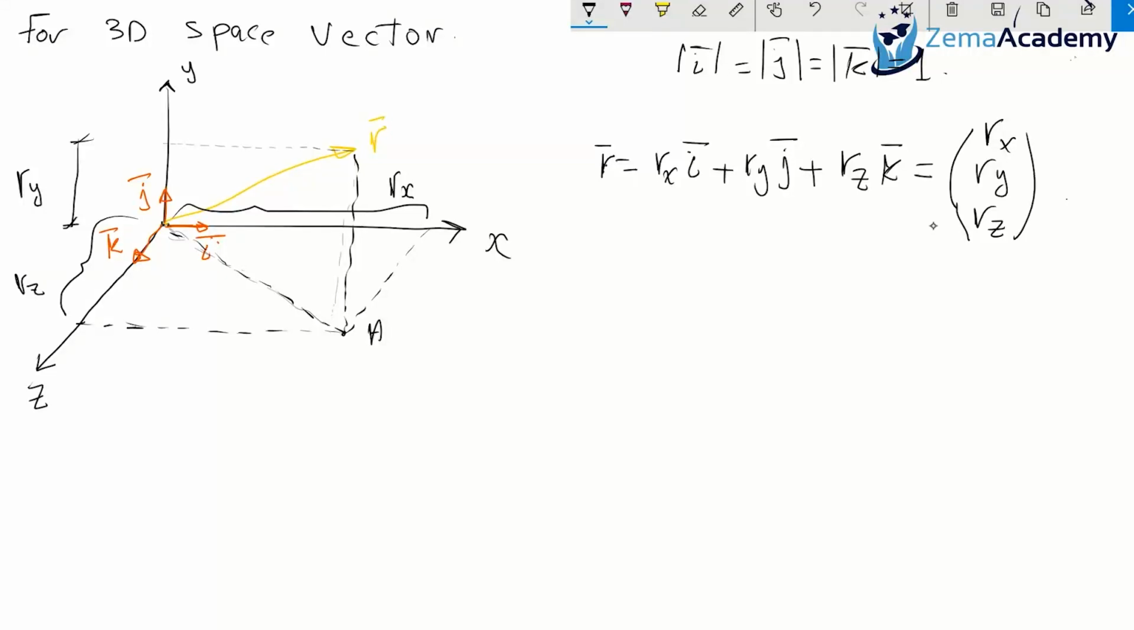The modulus for the vector in 3D space will be the square root of Rx square plus Ry square plus Rz square. It's easy, you can find it out from this triangle here. Let's call it OBA. From the OBA, you can find out the modulus, the length of the vector. Okay? Any question?